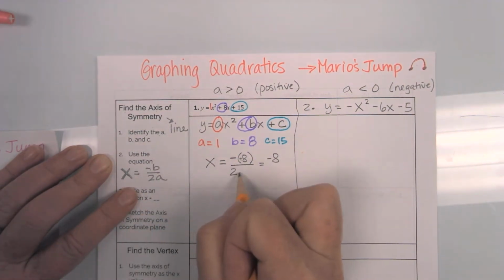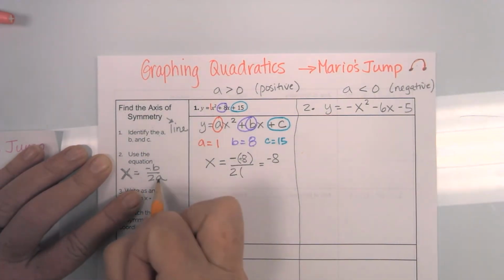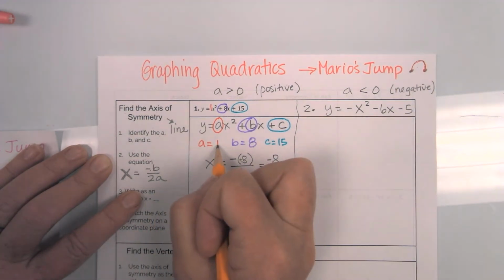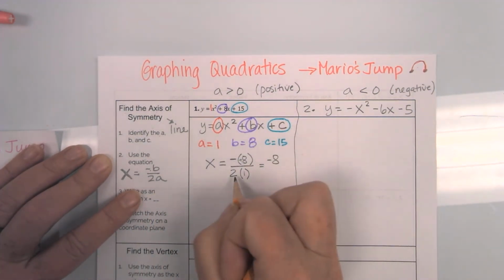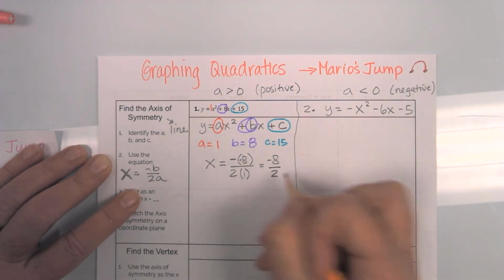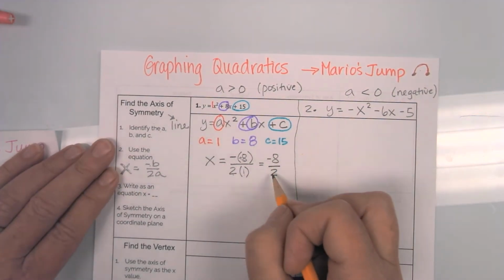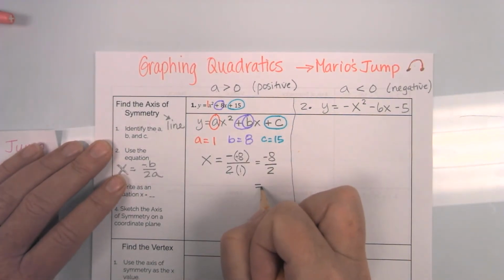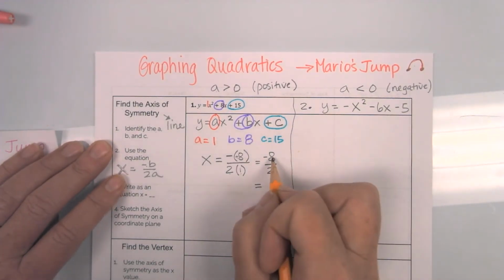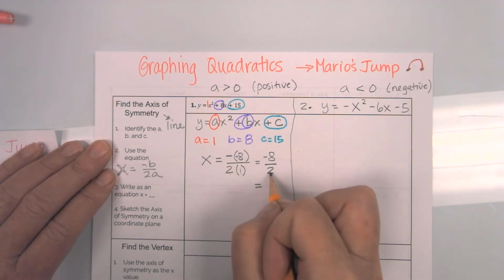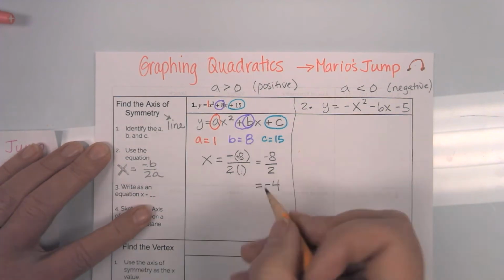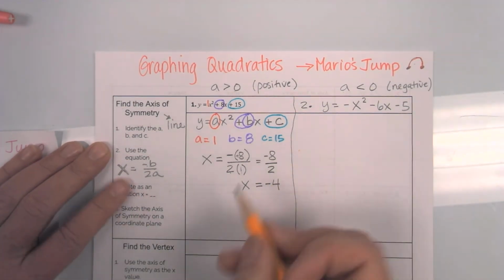Now, 2 times a, well, what is a? Remember, this is where we're taking out the a and we're putting in our value, which is 1. 2 times 1 is 2. Now, as mathematicians, we do like to simplify. Even though this is an answer, we do actually need to do this division problem. This is negative 8 divided by 2. So that gives me a negative 4. So in this case, x is negative 4.